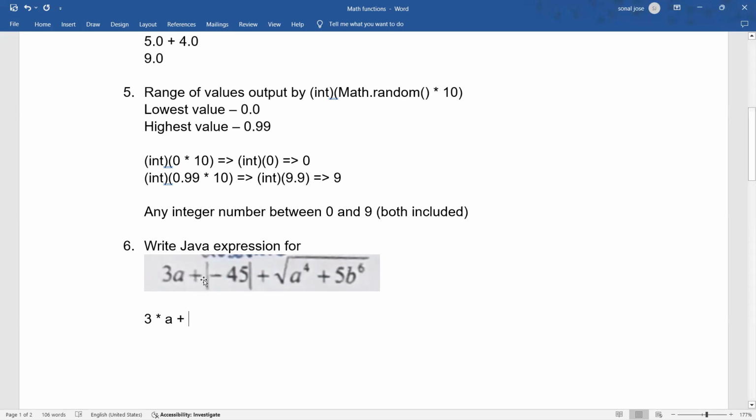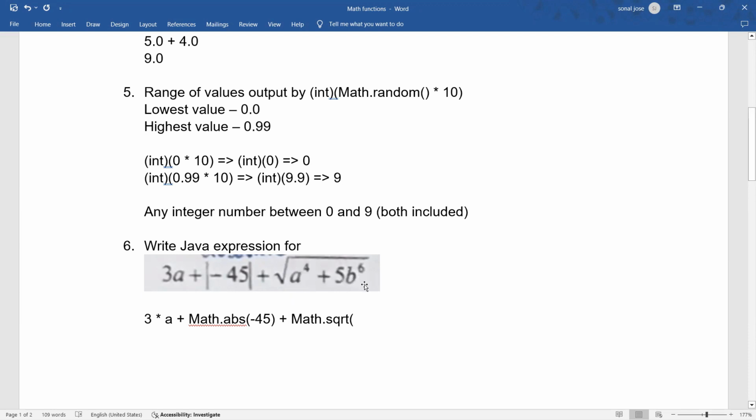Now these bars mean absolute value of this number 45. Many students miss this. This bar gives us the absolute value of 45. How do you find the absolute value? Using the Math.abs method. What parameter do we have to pass to it? Minus 45. This is how we convert this part of the equation to a Java expression. Plus. What is this sign? The square root sign. How do we find square root in Java? Using the math.sqrt method. The sqrt method needs one parameter, which is going to be this. What is this? A raised to 4.